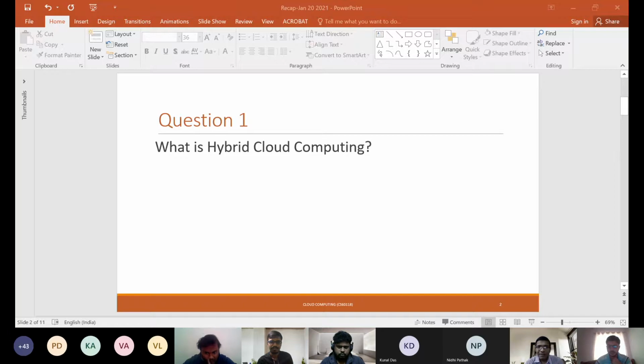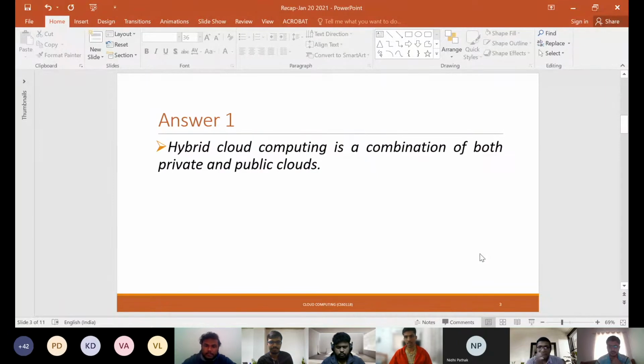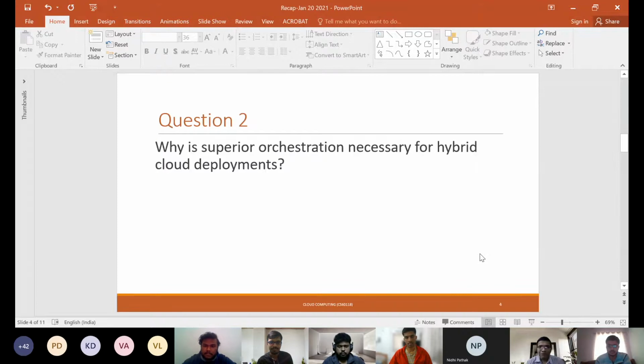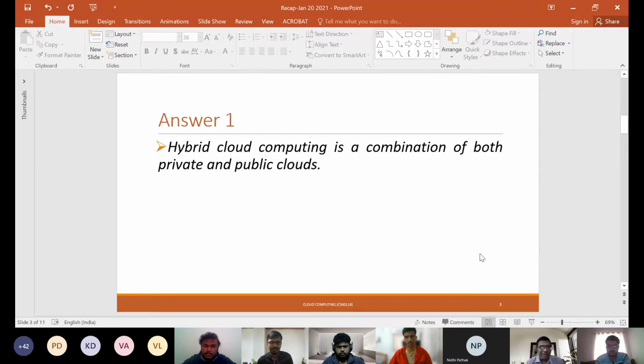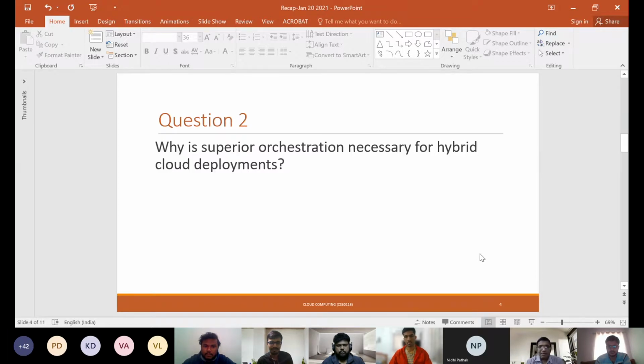A private cloud that interacts with public cloud services as well. Yes, yes, that's true. So hybrid cloud computing is a combination of both private and public cloud. Not like the term clouds, right? There is nothing called clouds, but it's okay. You understand what is implied. Acha, this one is a little different. Why is superior orchestration needed for hybrid cloud deployments?